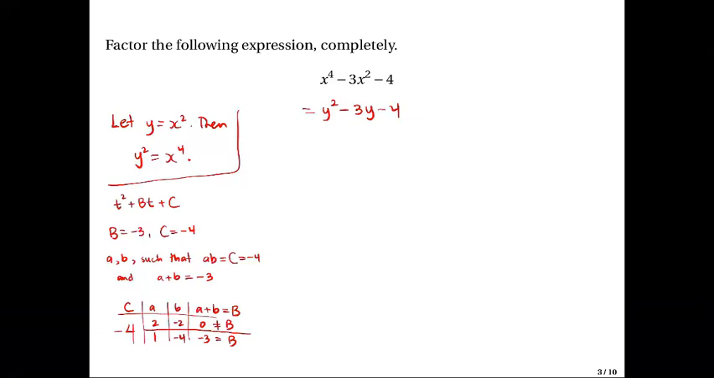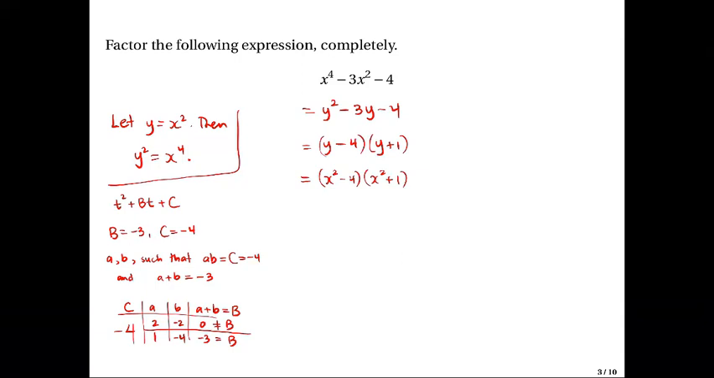Which means that this becomes y minus 4 times y plus 1. Okay? And then don't forget to bring the original variable x back into the scenario. So we will have here x squared minus 4, then here you have x squared plus 1.